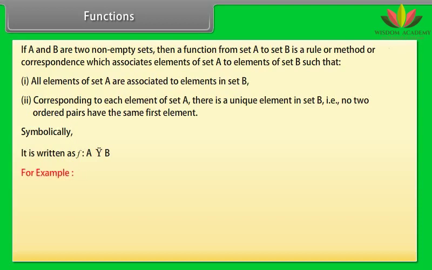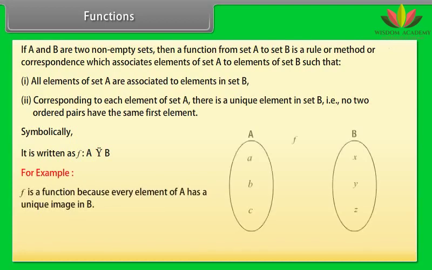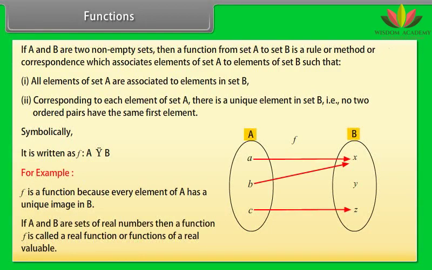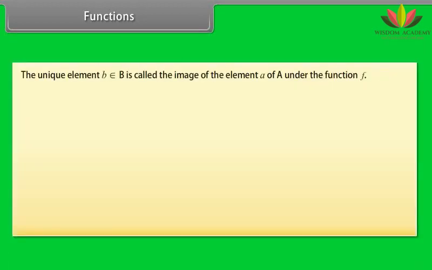Consider the example to have better understanding. f is a function because every element of A has a unique image in B. If A and B are sets of real numbers, then a function f is called a real function or function of a real variable. The unique element b belonging to capital B is called the image of the element a of capital A under the function f. It is denoted by f(a), that is, b = f(a).